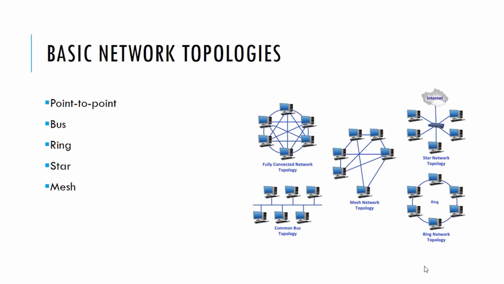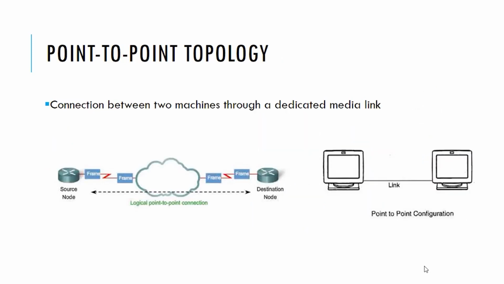The basic network topologies, the most common, the most well-known topologies, are the point-to-point topology, the bus topology, the ring topology, the star topology, and the mesh topology. Now we will explore them one by one.